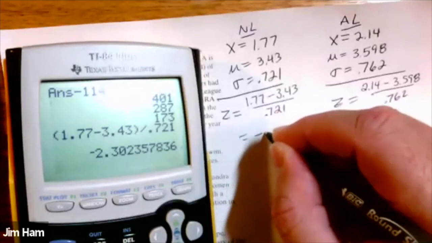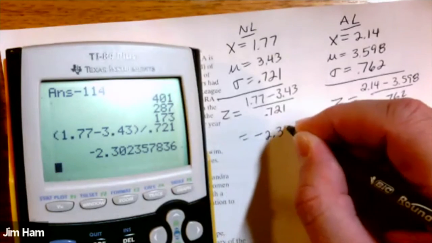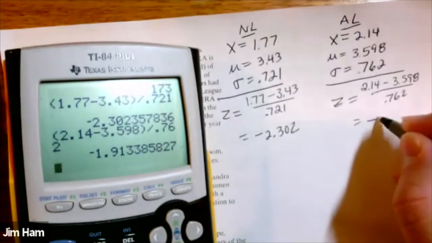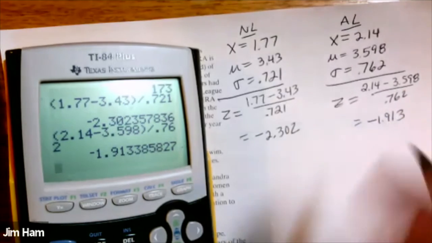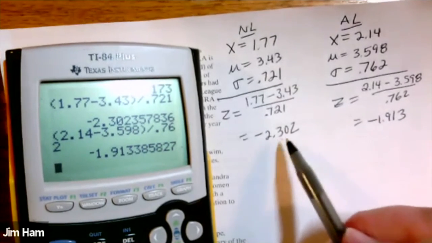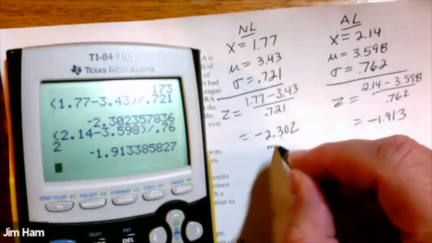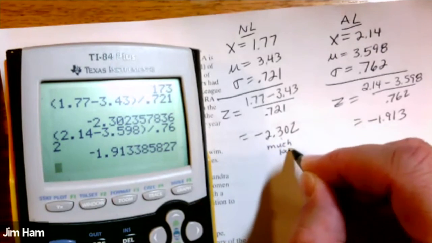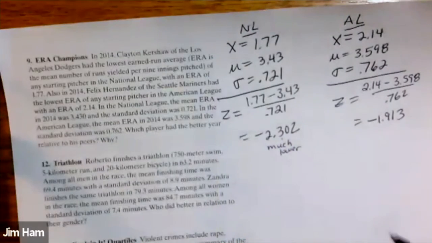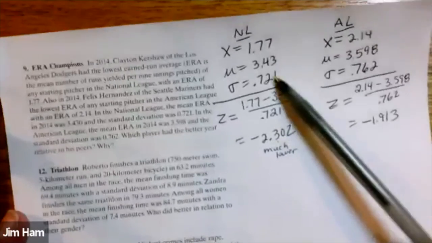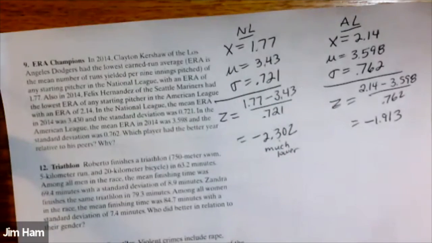So this one is negative 2.302, and the other one is negative 1.913. Now this z-score is further to the left. It's more negative. So it's more extreme, which means it's lower. And this is much lower. And so because this z-score is much lower, we're going to say that indeed Kershaw is the better pitcher.